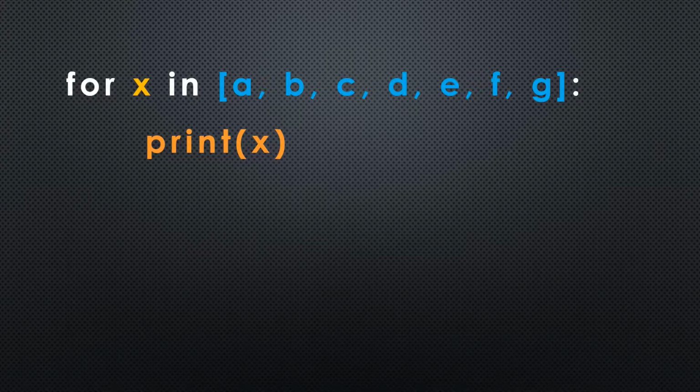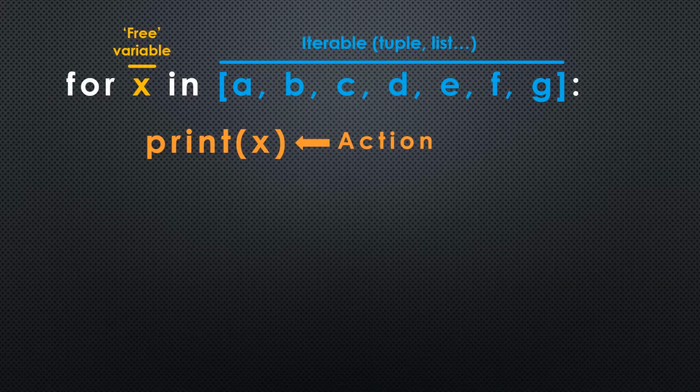All you have to do is write for a free variable, which in this case we have called x, in an iterable, which can be a tuple, a list, a range, a series, pretty much anything. In this case, it's a list of letters from A to G. And then below that, you write the action, which in this case is simply print x.